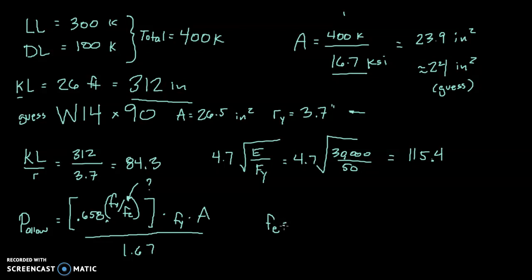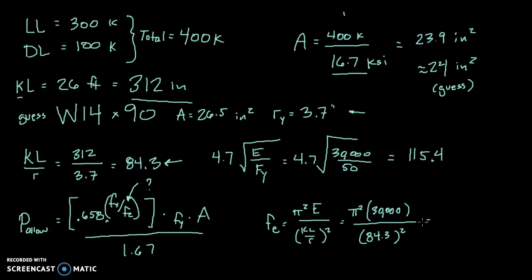The Euler stress, if you'll recall, is equal to pi squared times E over KL over r squared. So that gives me pi squared times 30,000 ksi, the modulus of elasticity. KL over r we have already calculated at 84.3. And then we square that, and that should all be equal to 41.7 ksi, the Euler stress.